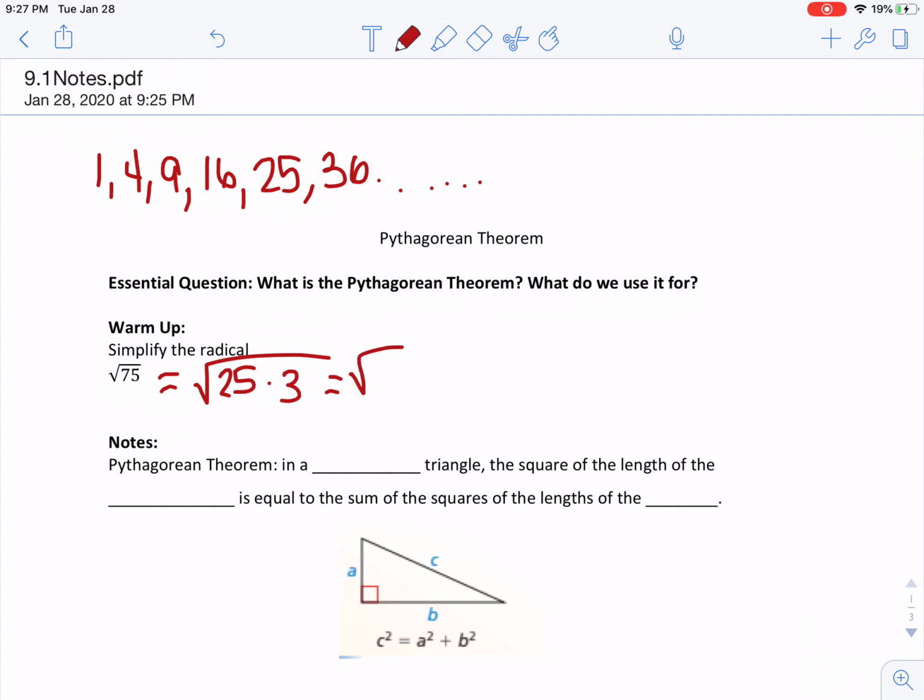And then there was a rule that said, if you can take 25 times 3, then we can break this up into the square root of 25 times the square root of 3. Well, I know what the square root of 25 is. It's a perfect square. It's 5. So this becomes 5 square roots of 3. So that's how you simplify the radical.